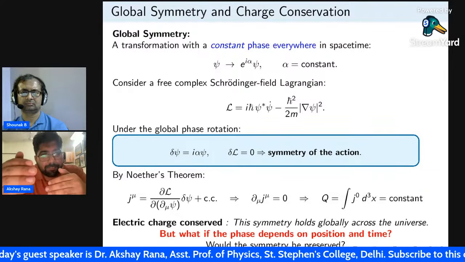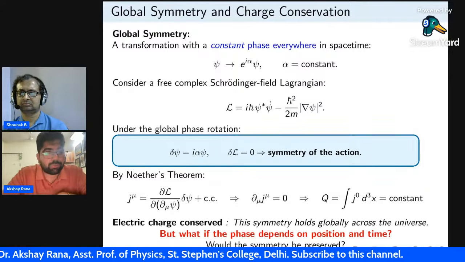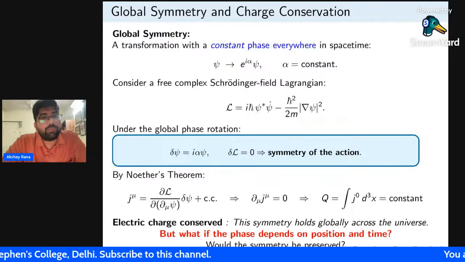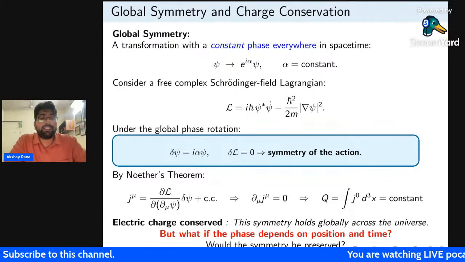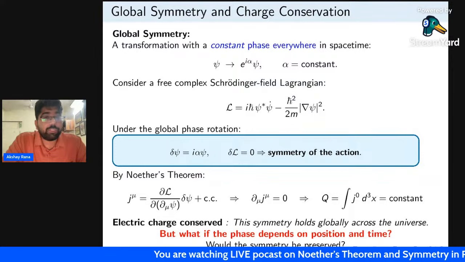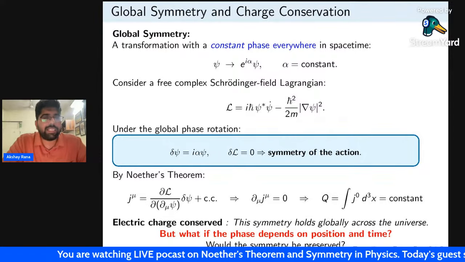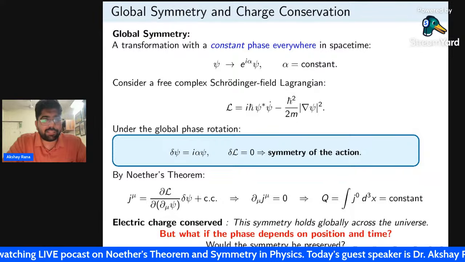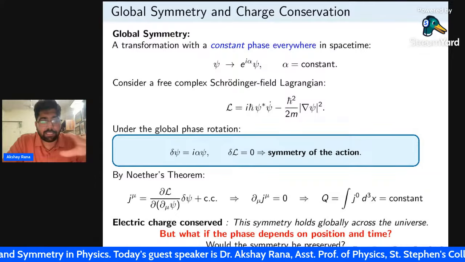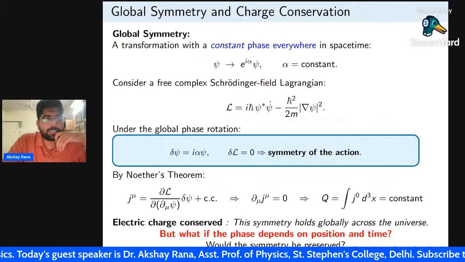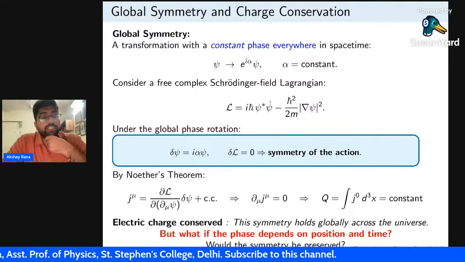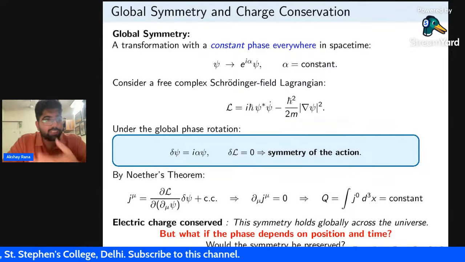So we try to verify here, and one can do it very easily, that when you make a transformation in the wave function from psi to e to the power i alpha psi, we end up with this particular del mu j mu. I'm writing it in tensor form because otherwise it would be very complicated to write down. Tensors help us write down this del mu j mu, which is generally known as the conservation law, or the conservation equation.